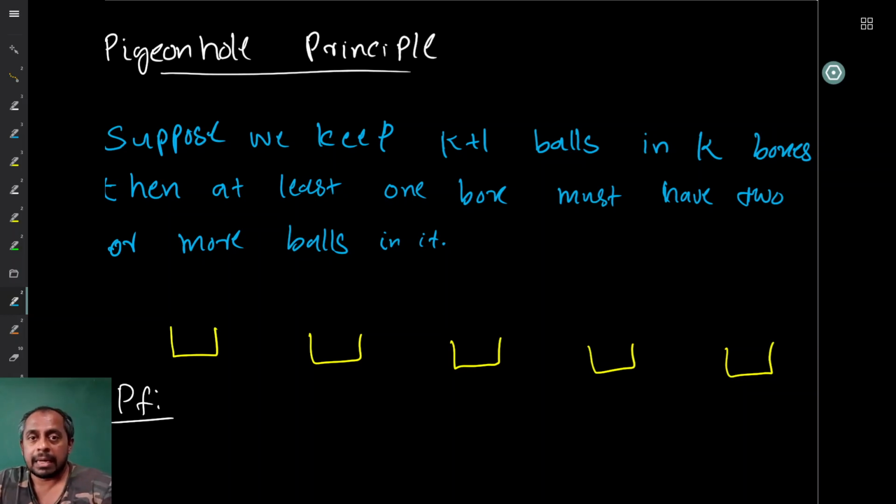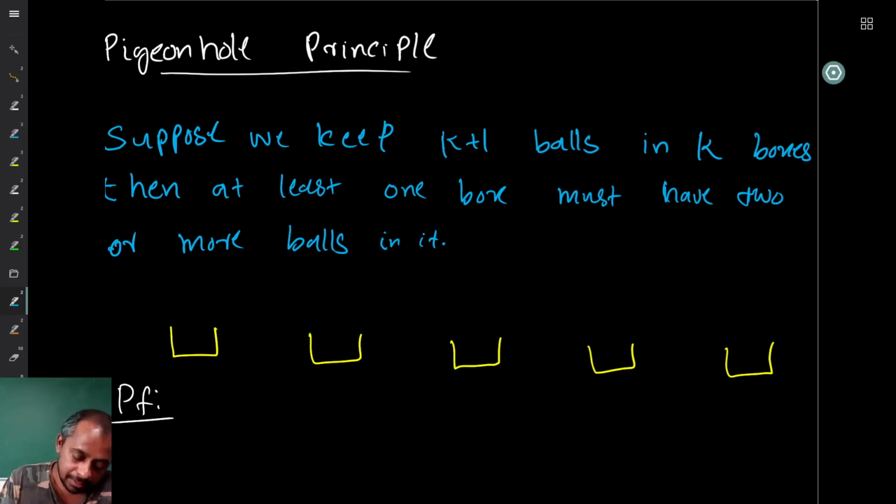Now, if k plus 1 pigeons sit into k cages, then we can say that at least one of the cages must contain two or more pigeons inside, right? This is something one can easily see, because if every cage had at most one pigeon, there are k cages, so there are at most k into 1, which is at most k pigeons inside, right? So therefore, we have a proof for the same thing.